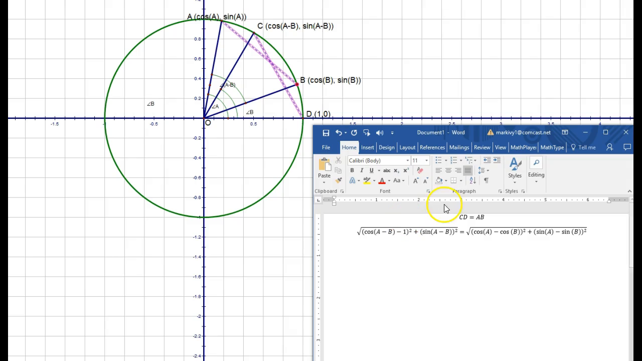That's the distance formula. Using the distance formula with points A and B, you get the distance AB equals the cosine of A minus the cosine of B, that quantity squared, because that's the distance of the x points squared, and then the sine of A minus the sine of B, that quantity squared, because that's the difference of the y coordinates. So you take the square root of all of that. They're equal because we already established that segment AB and segment CD have the same length.